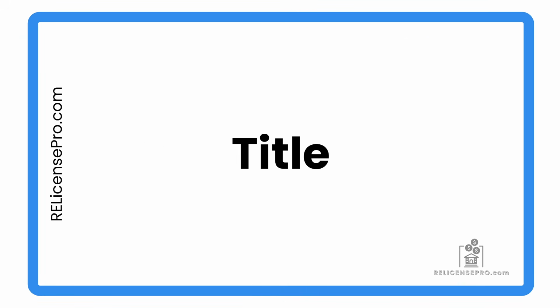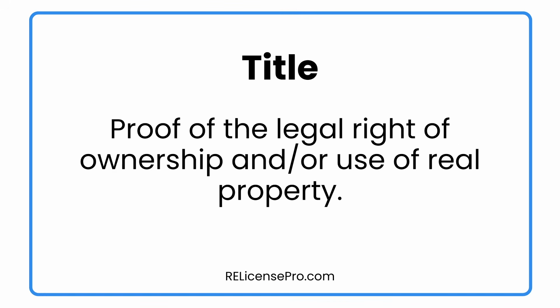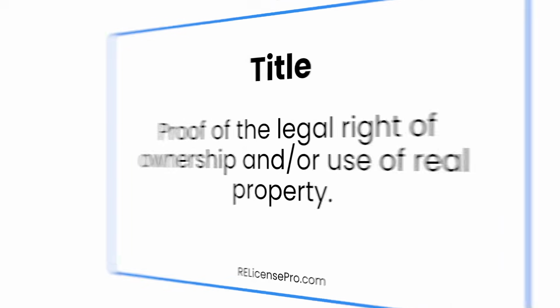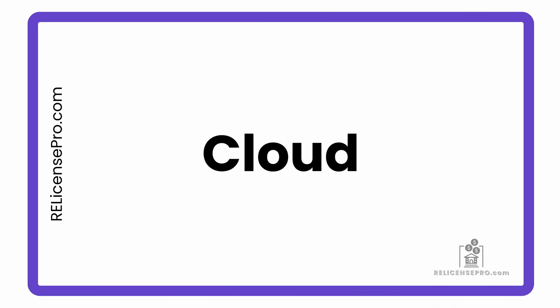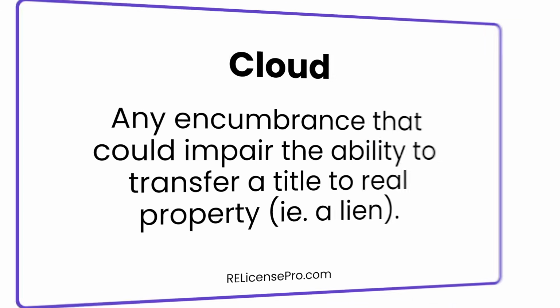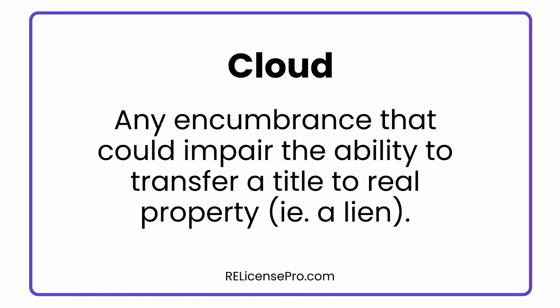Title. Title is proof of the legal rights of ownership and or use of the real property. Cloud. A cloud is any encumbrance that could impair the ability to transfer a title of real property. An example here would be a lien.